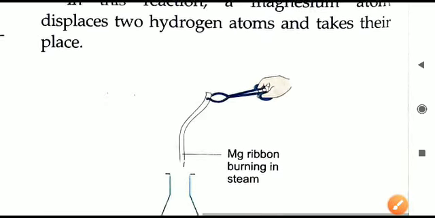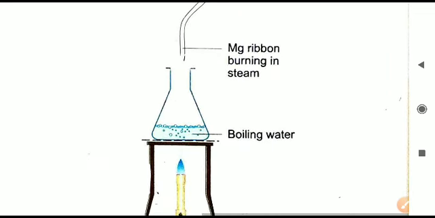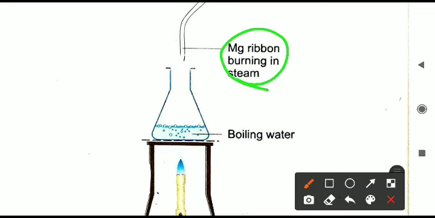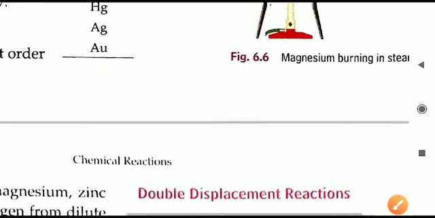Next, in the reaction, you can see this diagram. They have taken a magnesium ribbon, a ribbon that is burning in steam. Where is the steam coming from? Steam is coming from this boiling water. It is moving upward and contacting this ribbon. When magnesium ribbon is burning in steam, what will be produced? It will produce magnesium oxide, and hydrogen gas is also produced in this reaction.